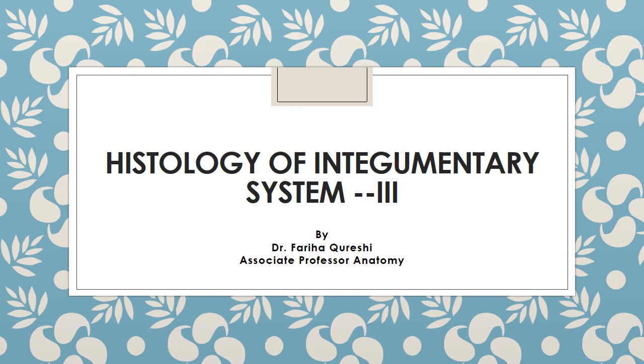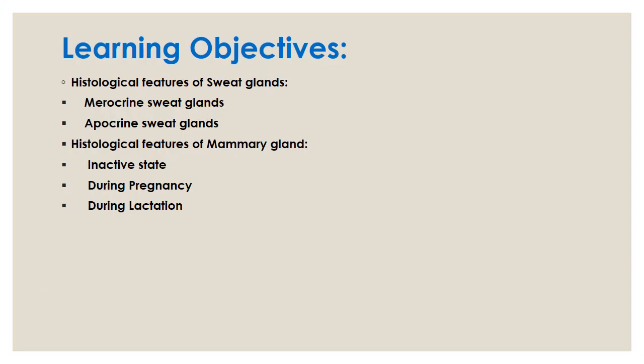And this is our third and last lecture on the histology of the integumentary system. In this lecture, we'll discuss the histological features of the sweat glands. There are two types of sweat glands, the merocrine and the apocrine, and we'll discuss their differences. Then the histological features of the mammary gland and its three states, that is the inactive state, during pregnancy, and during lactation.